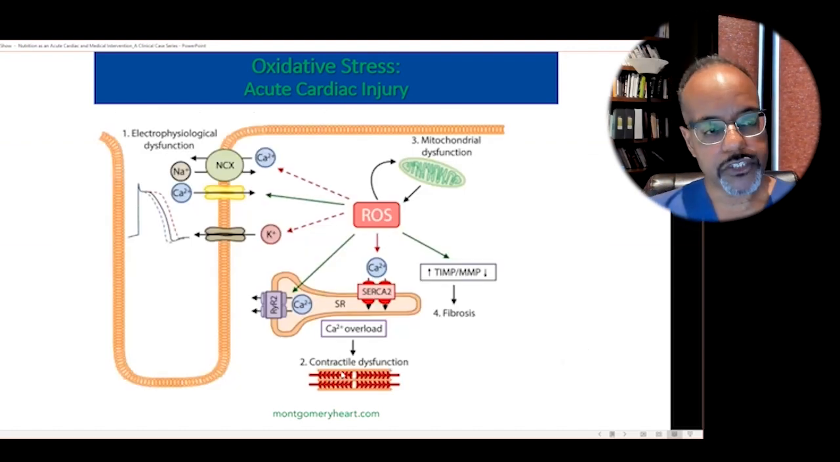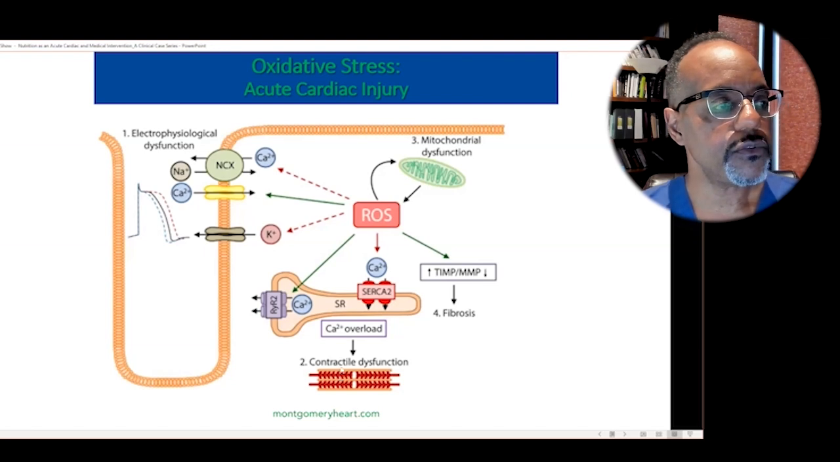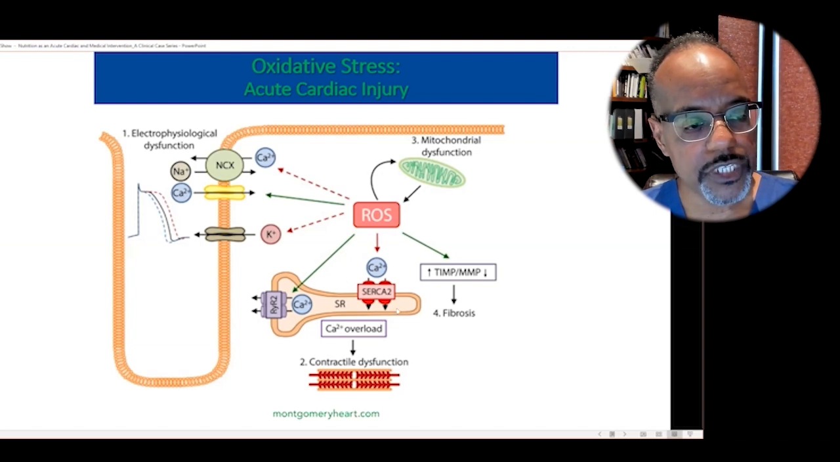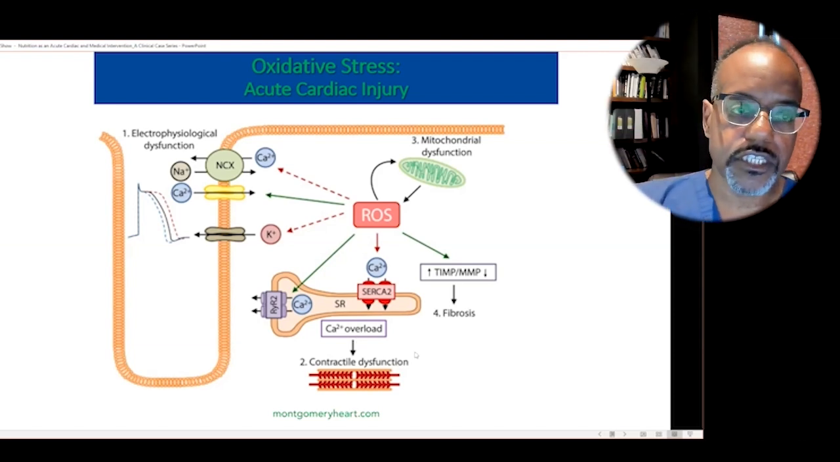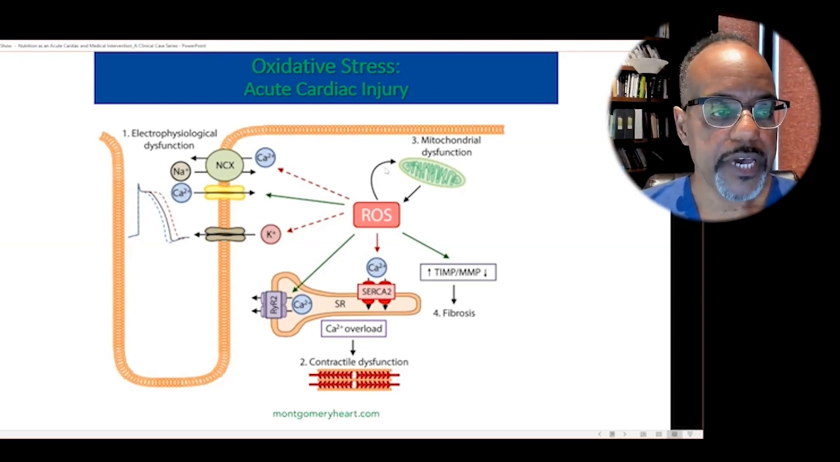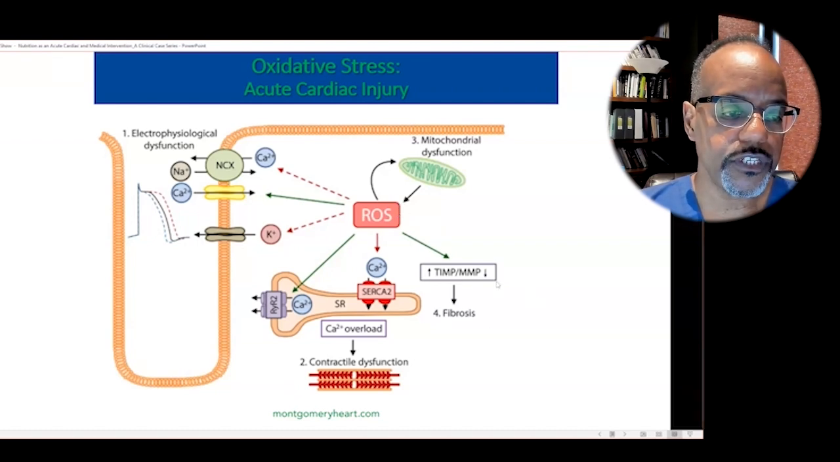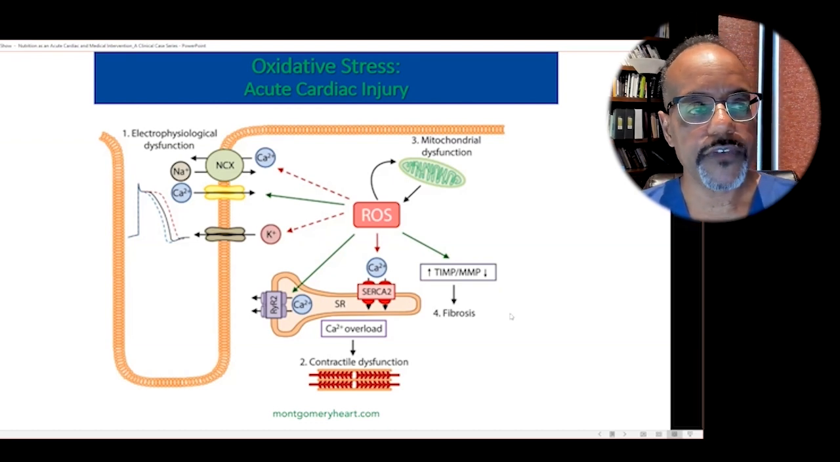As they say, a picture's worth 1,000 words, and this is a summary of what I just talked to you about. Number one, electrical disorders can come about through increased oxidative stress. Number two, you can have abnormalities in the sarcoplasmic reticulum due to increased calcium inside the cells that can affect contractile function, systolic or diastolic. Three, you can have mitochondrial dysfunction related to reactive oxygen species. This can impair mitochondrial function, i.e. reduce ATP production efficiency, but also cause more reactive oxygen species release. And number four, direct fibrosis development as a result of oxidative stress.